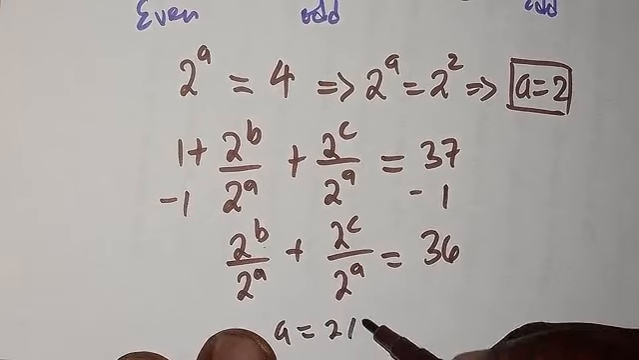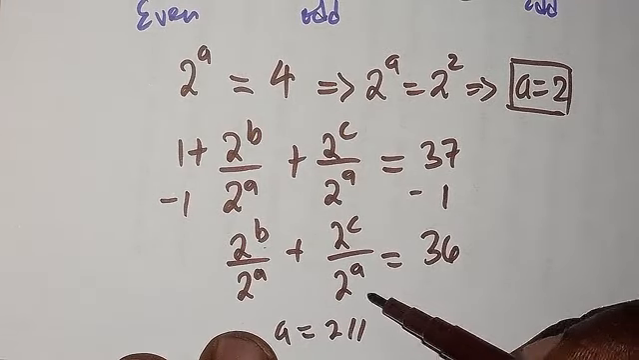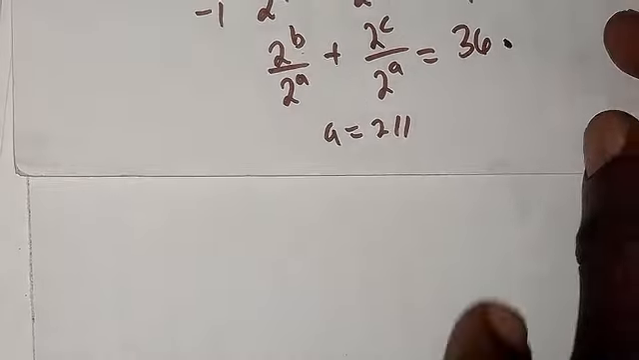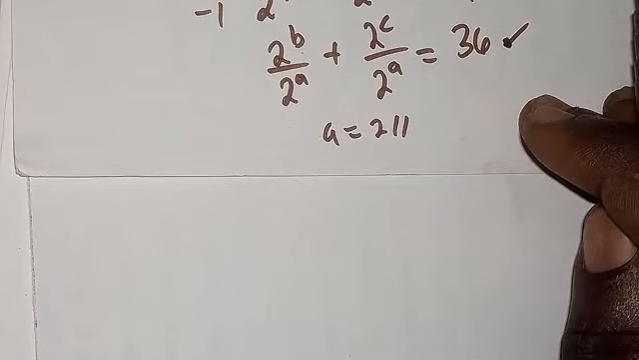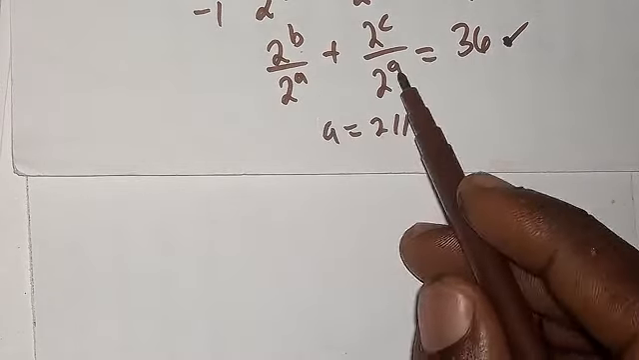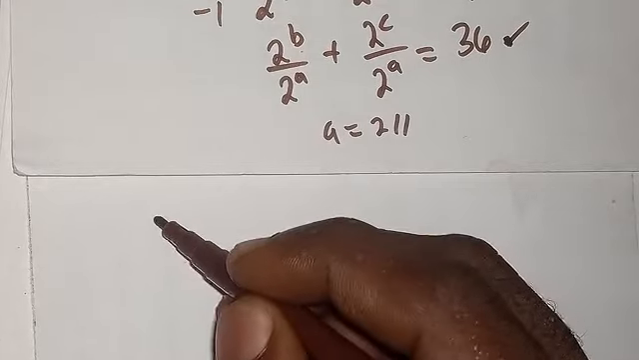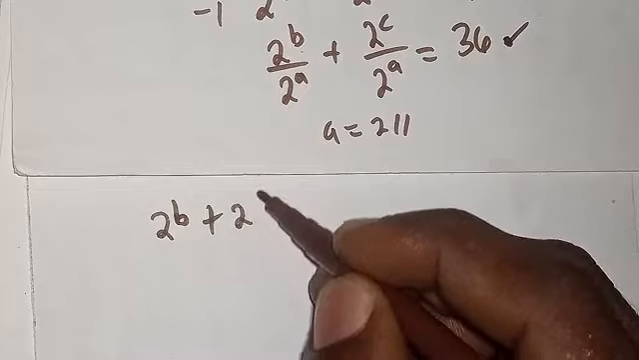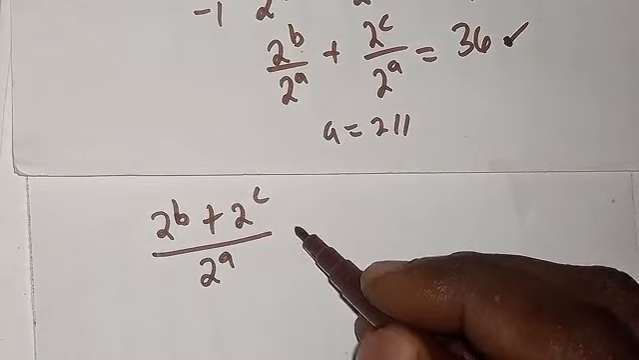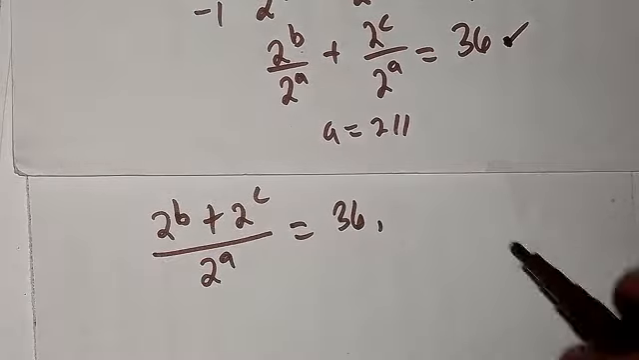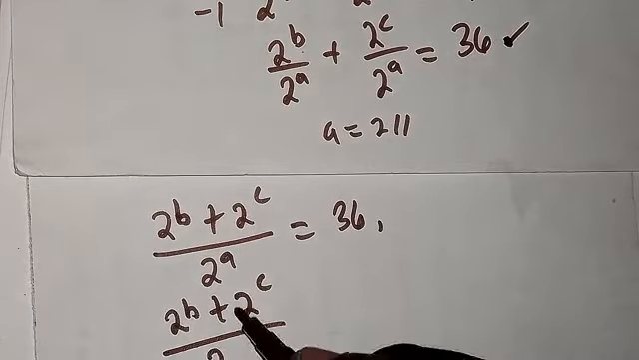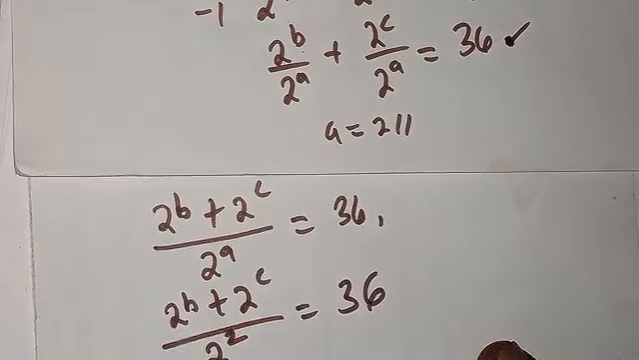So now from there, don't forget that we've already gotten a, that is a equals 2. So you put a equals 2 in this equation. So what are you going to have? We need to solve this further, because we've already gotten a to be equal to 2. So just replace a by 2 here. So you see that we're going to have 2 to the power b plus 2 to the power c, divided by, since they are the same denominator, 2 to the power a, which equals 36, right? Then we have 2 to the power b plus 2 to the power c over 2 to the power 2, which equals 36.